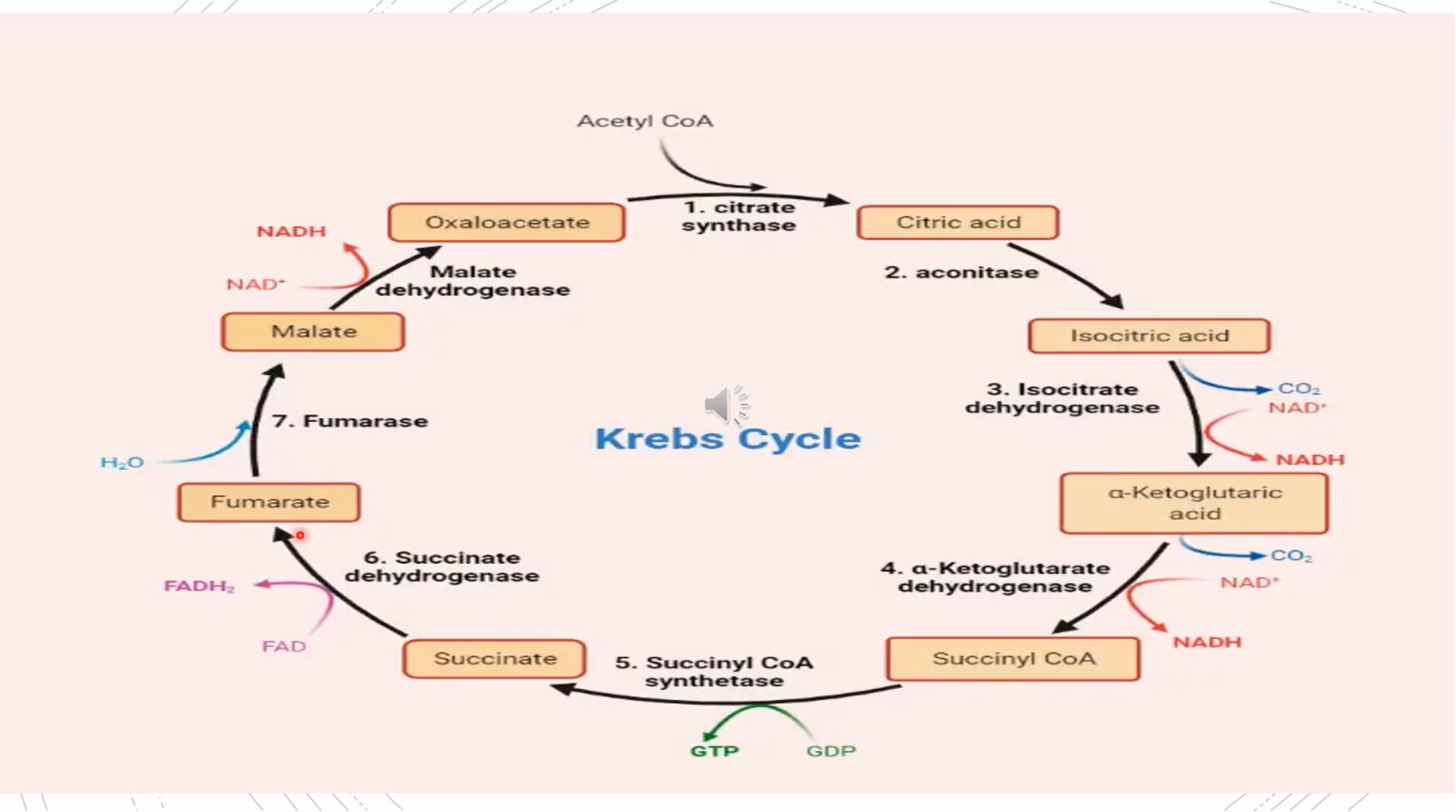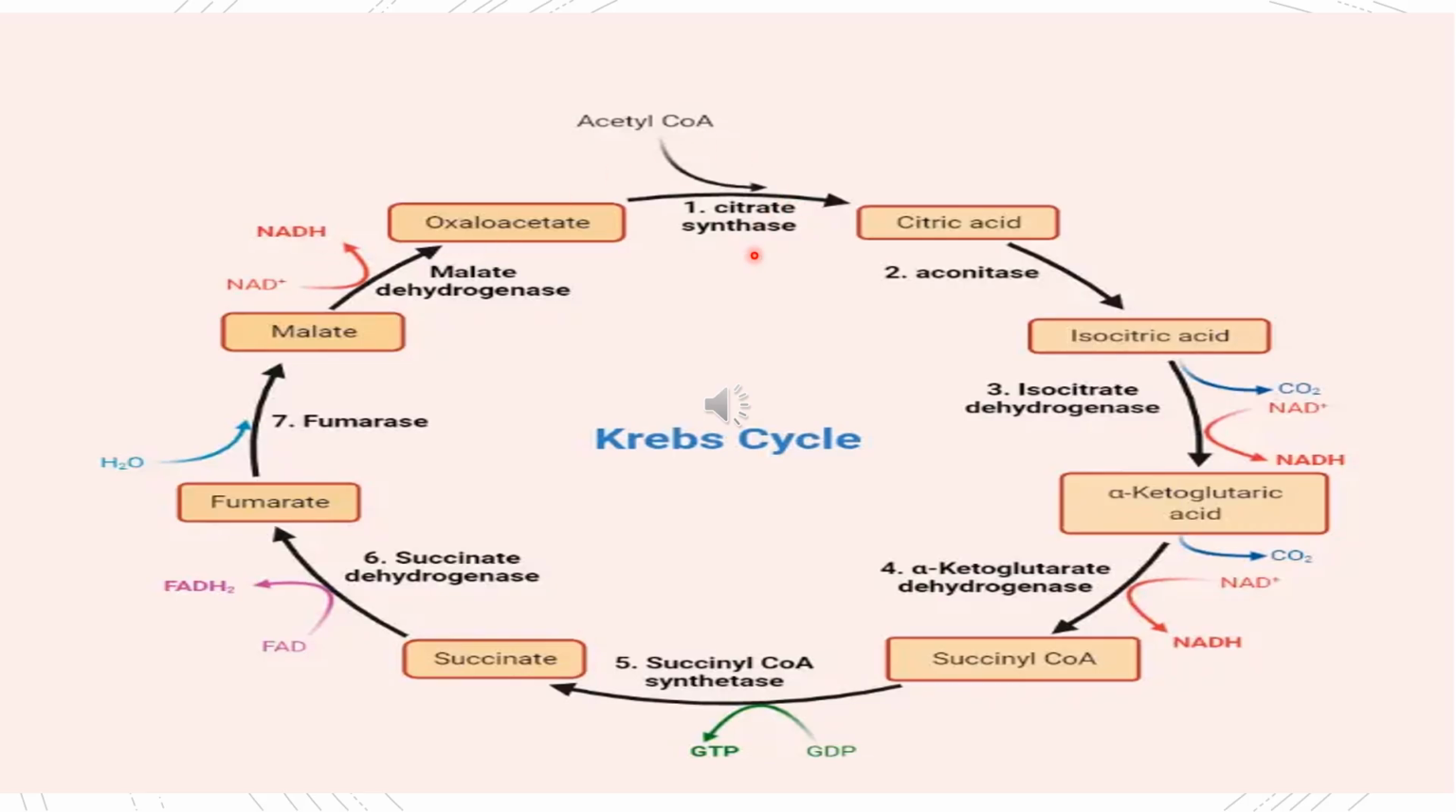Then fumarate is converted to malate, and the enzyme responsible for this step is fumarase. At this step, water is added to rearrange the molecule. Then malate is converted to oxaloacetate, and the enzyme responsible for this is malate dehydrogenase. At this step, we have the production of one NADH, which completes the cycle.